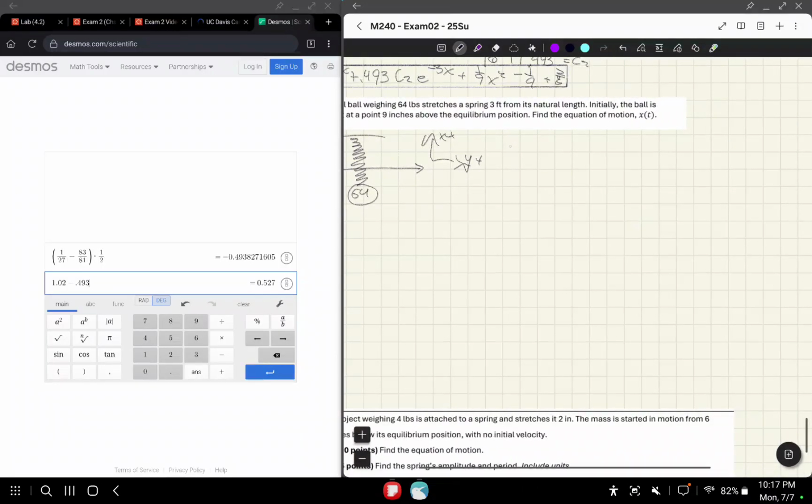And since it's undamped, our equation of motion for the undamped case is mx double prime plus kx equals 0.